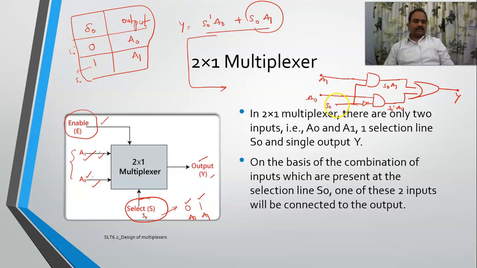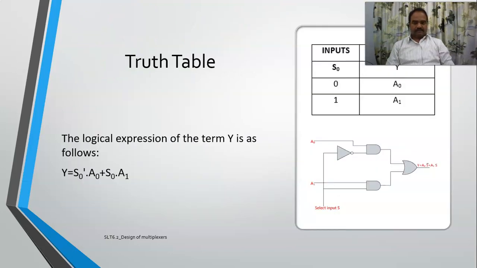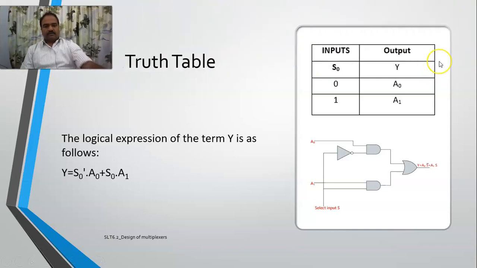And this is the realization of this particular 2 by 1 multiplexer in the form of logical gates. So this is the block diagram, this is the truth table, and this is the function, and this is the realization using gates. Understood? See, this is the logical expression which I have told you. Y is equal to, see, this is your truth table, right? Yeah, this is the truth table.